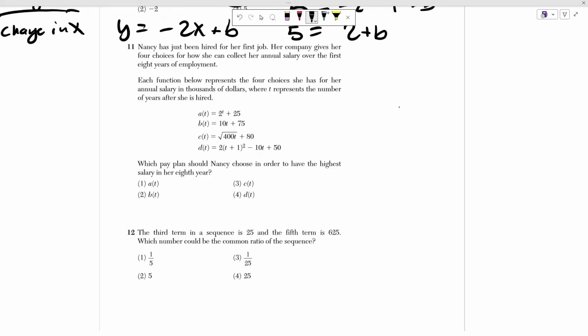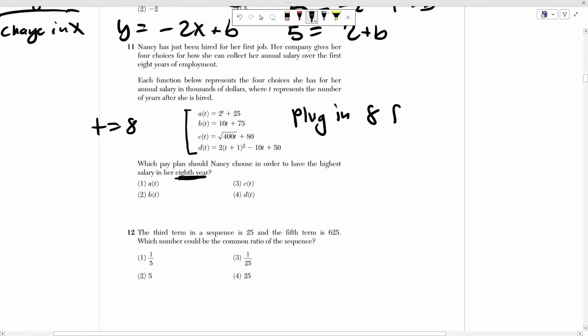And obviously, this is how much she earns. So if she wants to make the most amount of money, our goal here is to find which function is going to give us the most amount of money after she worked her 8th year, right? Or T equals 8 years spent in the company, okay? If you plug in 8 for T into your calculator, you find that choice 1, A of T, gives you the largest number. You're looking for the largest number here.